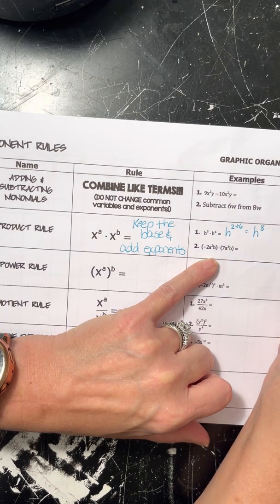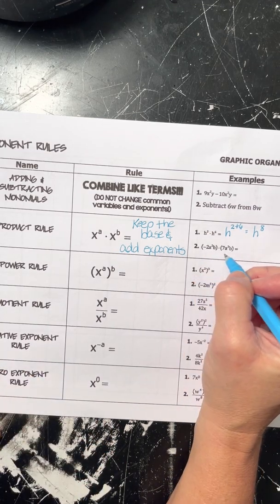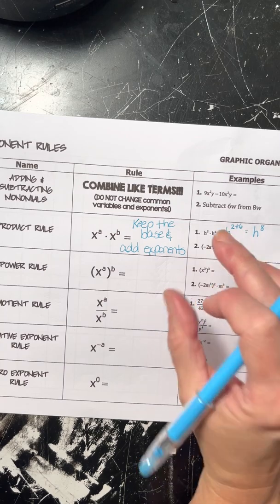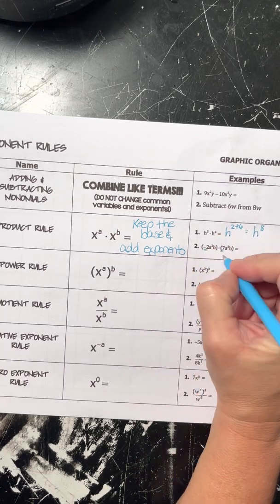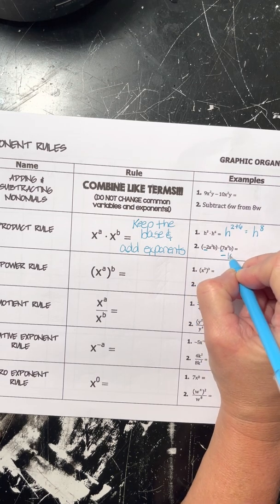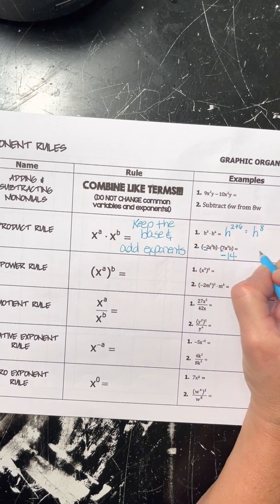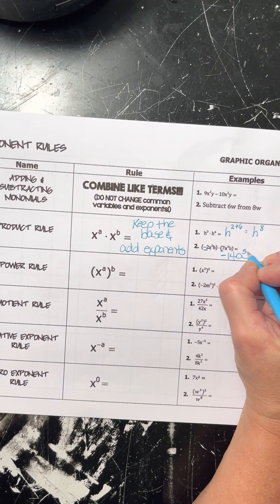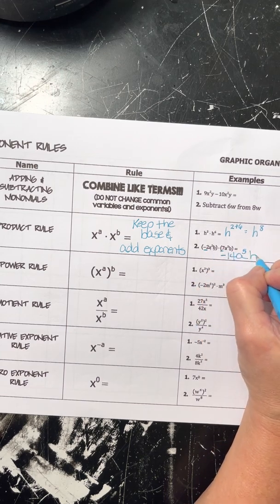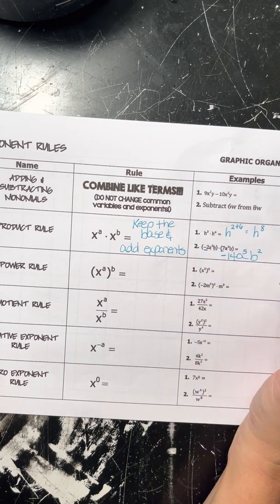h to the 8th. Now, on this one, if you have coefficients, you're going to do the multiplication of the coefficients. So that negative 2 and that 7 are going to multiply and give you a negative 14. Okay? Then we have a to the 2nd and a to the 3rd, so we're going to add those exponents, which would be a to the 5th. Then we have b and b, b to the 2nd.